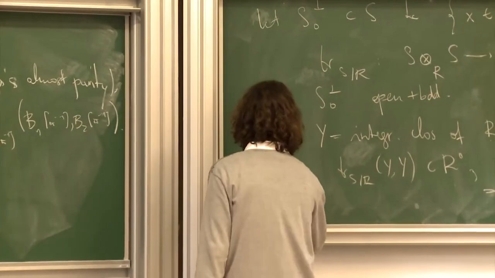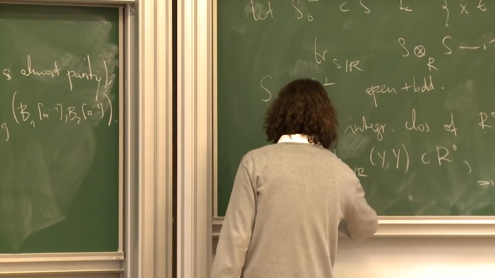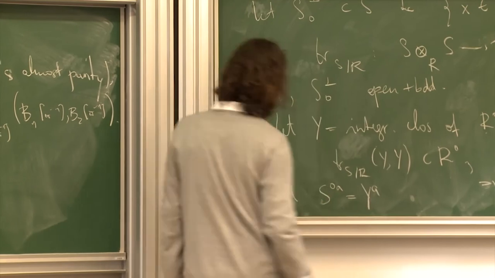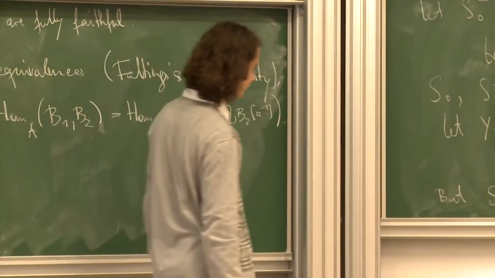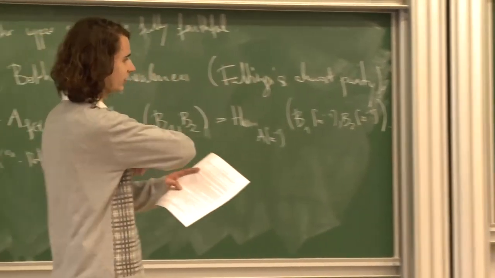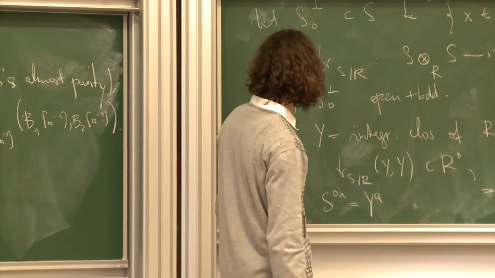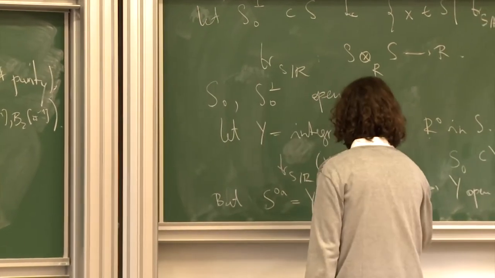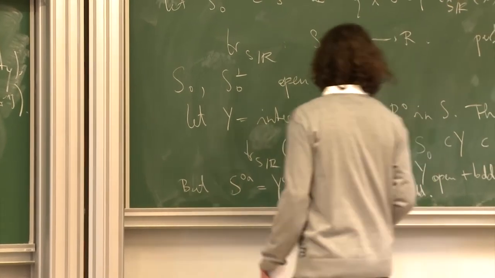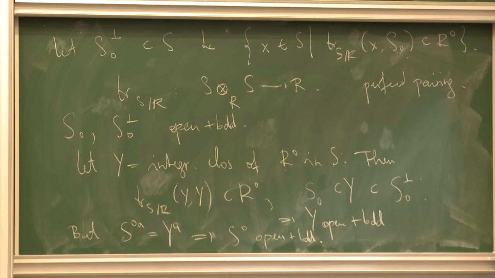But somehow using the arguments from the beginning, it's easy to see that the integral closure of Y is almost the same as the power bounded elements, because if you have a power bounded element and multiply it with some small epsilon, then it becomes topologically nilpotent and therefore integral over the thing. And so it follows that S naught is open and bounded. So we know that this algebra S is perfectoid now.